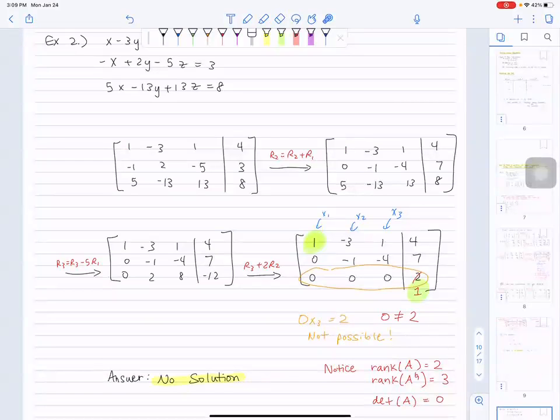Is there ever a moment where you could incorrectly get 0, 0, 0 and then find out it's no solution when there is a way to actually get a solution? If you make an arithmetic mistake, then yes. Okay.